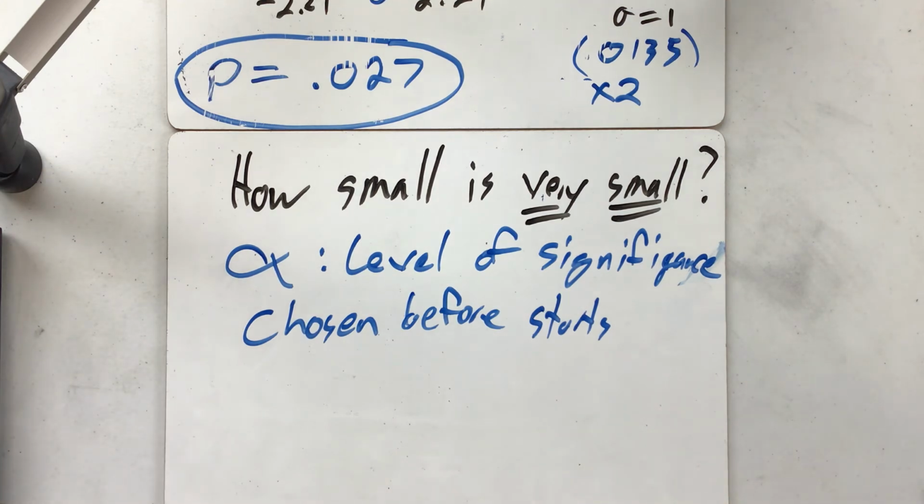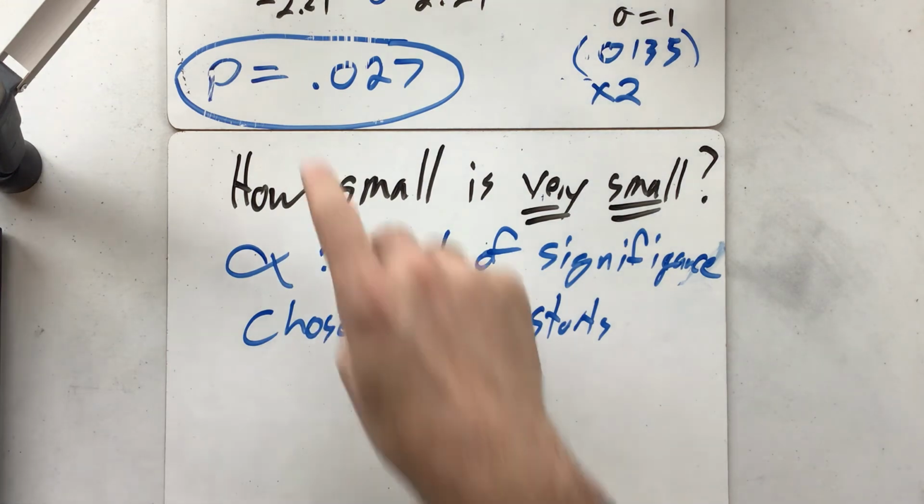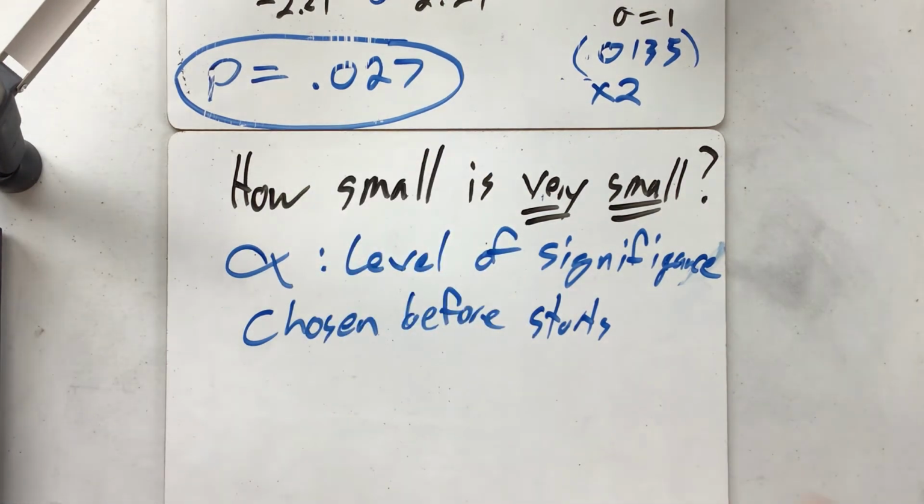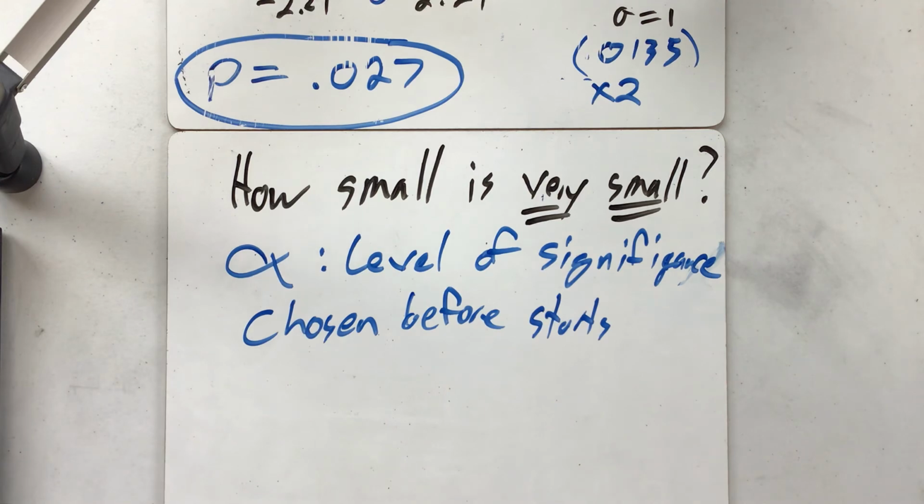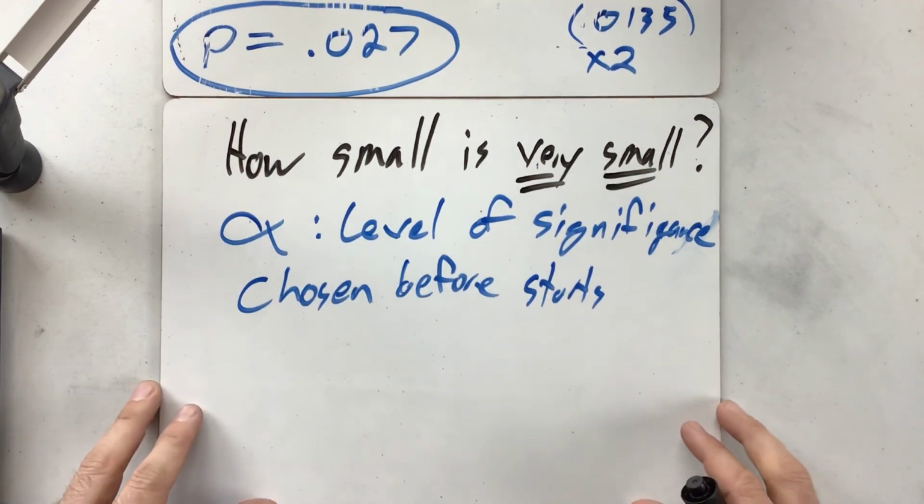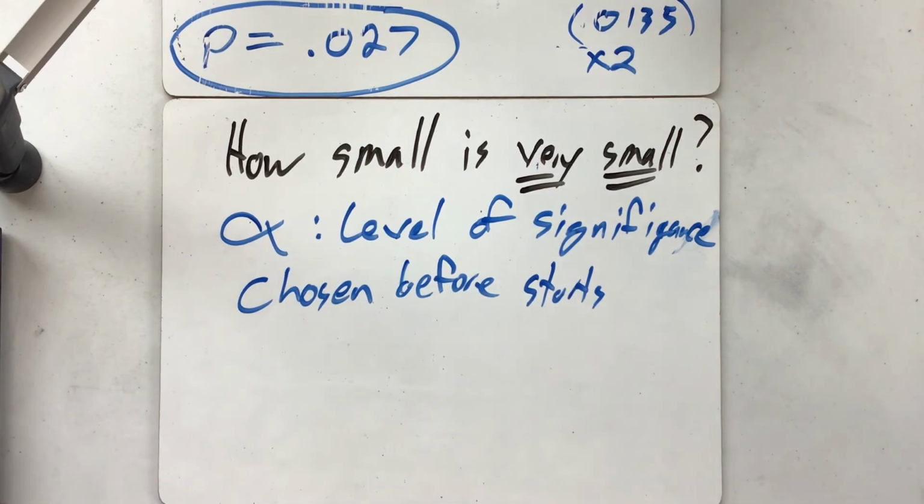The reason is, getting a really small p-value, being able to say I reject H naught, is a really good result. So you might be tempted to fudge that alpha value if you get kind of close. So don't tempt yourself to fudge the alpha value. Choose it before you start.